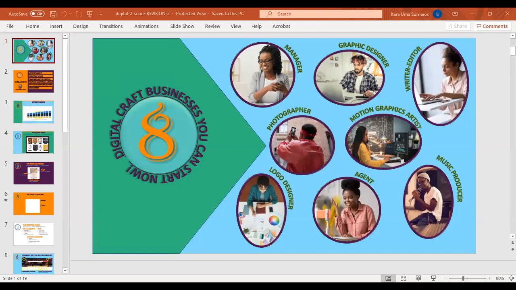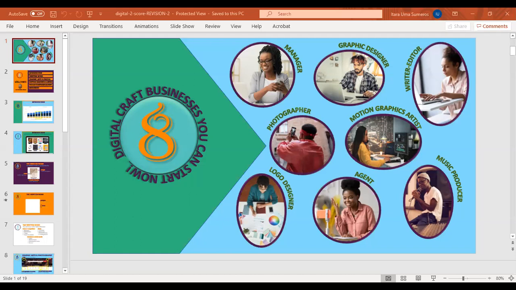So the first thing to know is that digital craft businesses are an integral part of digital media. All the things that you see online have elements of digital craft in them, things such as logos, templates. But these eight types of things that you can do are very easy to start from where you are right now with the knowledge that you have.